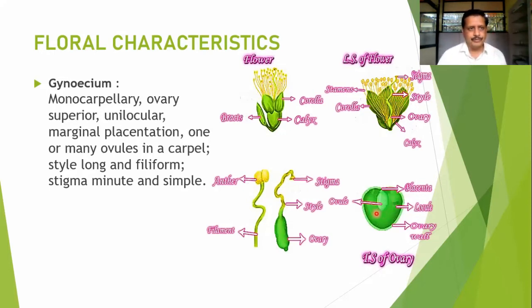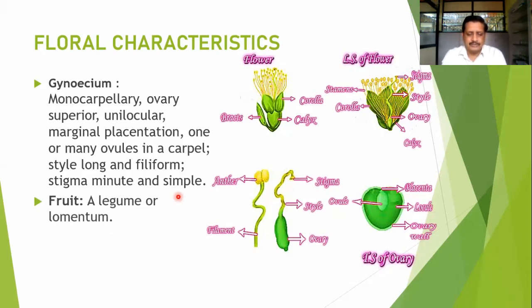Ovules may be one to many, which can be observed here. And placentation is mostly the marginal type. Styles are mostly long and filiform. Stigma is minute, capitate to simple. The variation can be observed in the genera of the family Mimosaceae.